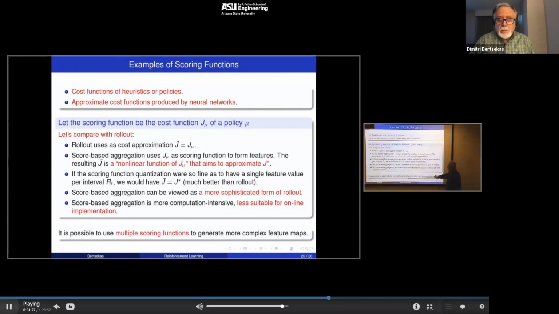Using a single scoring function can be enhanced considerably by considering multiple scoring functions. Okay? So if one scoring function doesn't catch it, you get some differentiation of features through another scoring function.